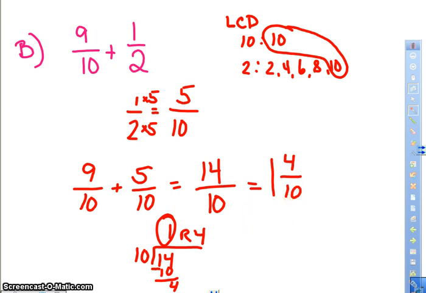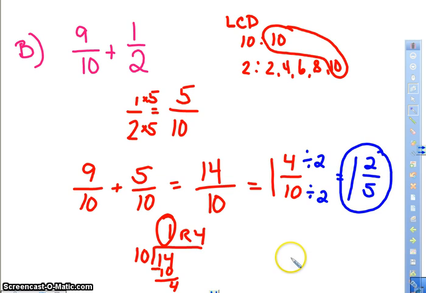Okay, now we know at this point that I can reduce. So I'm going to divide the 4 and the 10 by 2 because they are both even. The 1 stays out front. 4 divided by 2 is 2. 10 divided by 2 is 5. I have no other number that can divide into my 2 and my 5, so my answer is 1 2/5.